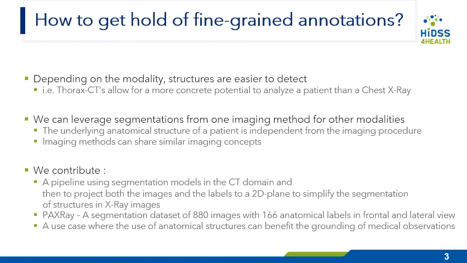So how do we get a hold of these fine-grained annotations for chest X-rays within a reasonable amount of effort? We know that depending on the modality, some structures are easier to detect. For example, in a thorax CT, we can delineate regions more easily than in a chest X-ray. In our work, we follow the notion that we can leverage segmentations from one imaging modality for others. This is due to the anatomical structure of a patient being independent of the chosen modality.